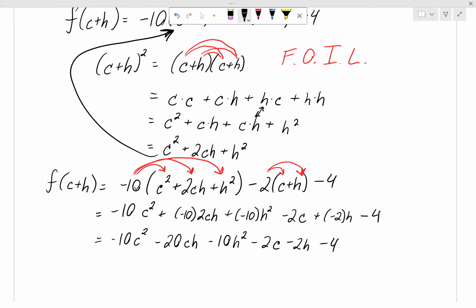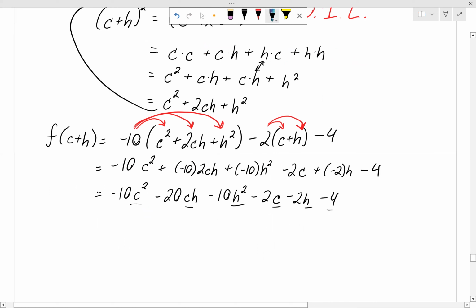All right. And I don't have any common terms I can group together. This is the only c squared. This is the only ch term. This is the only h squared term. This is the only c term. And this is the only h term. And this is my only constant. So then this is going to be my final answer.